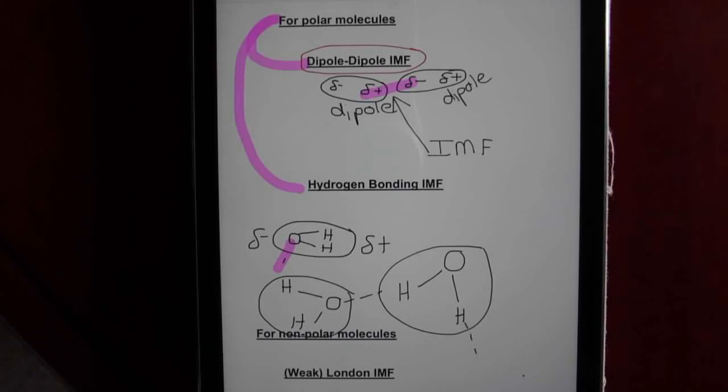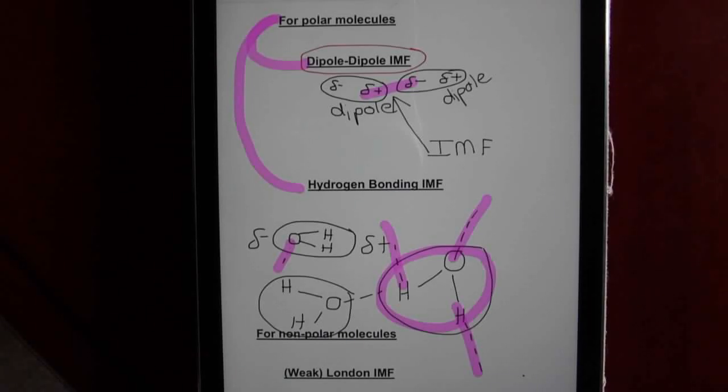But also note that between this hydrogen and another oxygen, there could be a hydrogen bond. Between this oxygen and another hydrogen, there could be a hydrogen bond. And between this hydrogen and another oxygen, there can be another hydrogen bond. So this one molecule, for instance here, can form 1, 2, 3 hydrogen bonds.